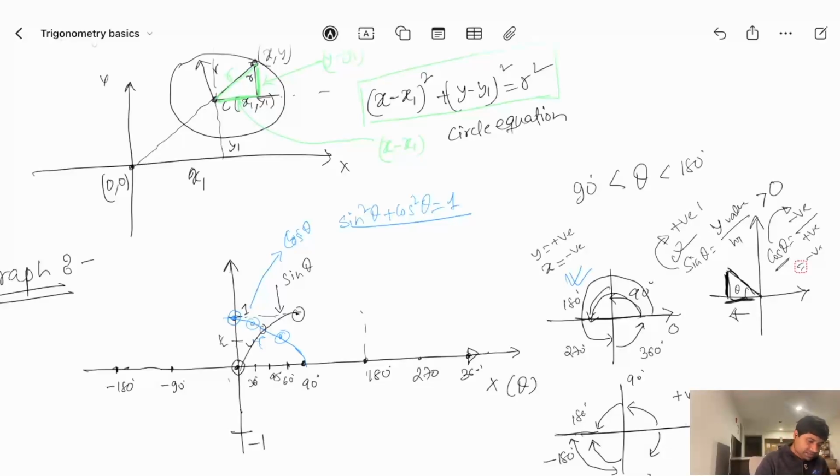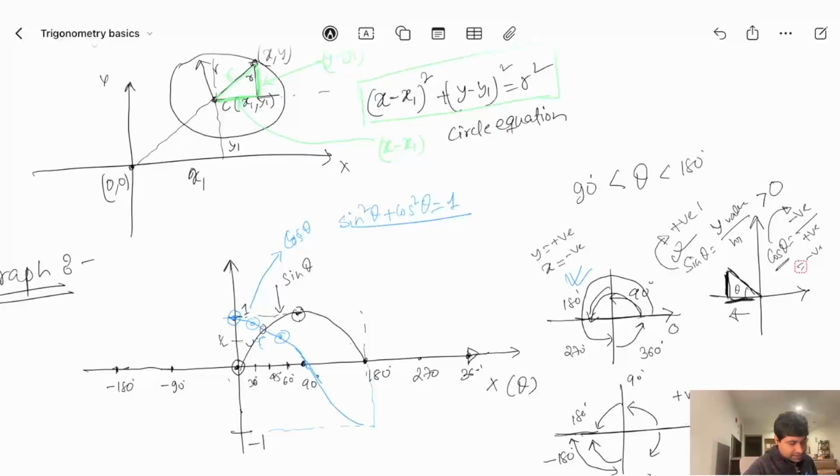Okay, so if we try to find out what the graph will be for 90 to 180, for sine it will be very similar, it will come like this. And what will be the value of cos? If I think about between 90 to 180, it will come like this. So when the value is almost 180 degree, the cos value is actually -1.